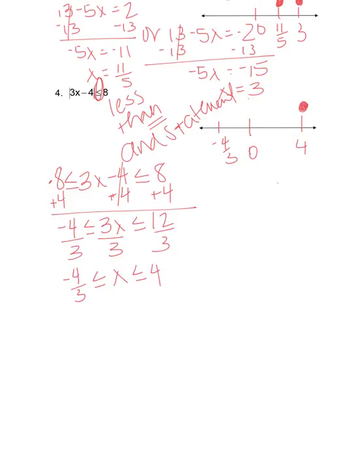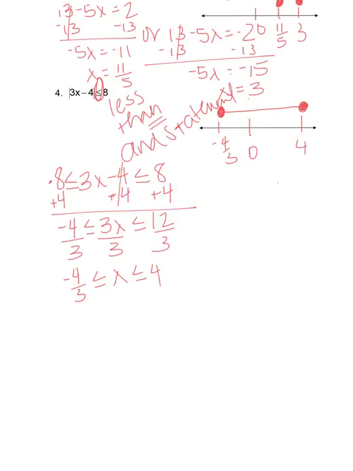And remember when we went over conjunctions and statements, they should connect, because it says x is less than or equal to 4, which would be to the left, and greater than or equal to negative 4/3. So on your graph there, it should connect.